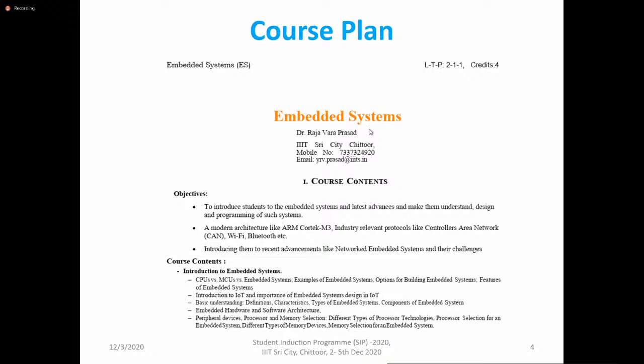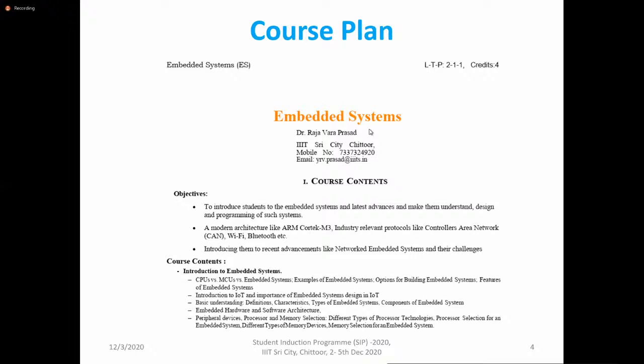This is one of the courses which I teach in the third semester, second year, first semester. This course is embedded systems, and this course plan is for embedded systems. The details of the faculty, like mail ID and mobile number, might be mentioned in the course plan. And on the top right corner, you can see the LTP distribution.